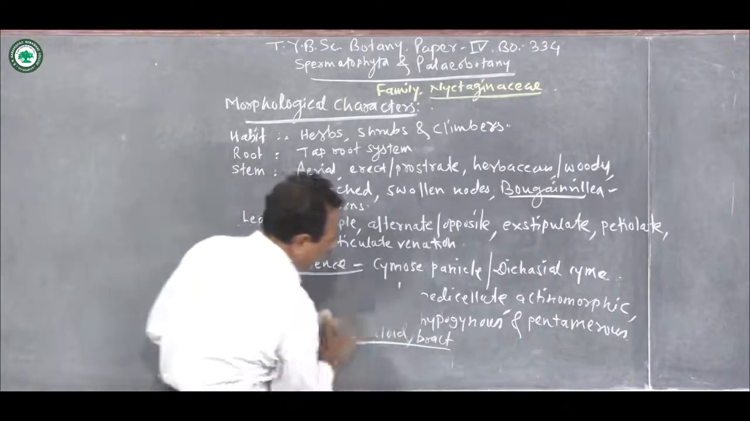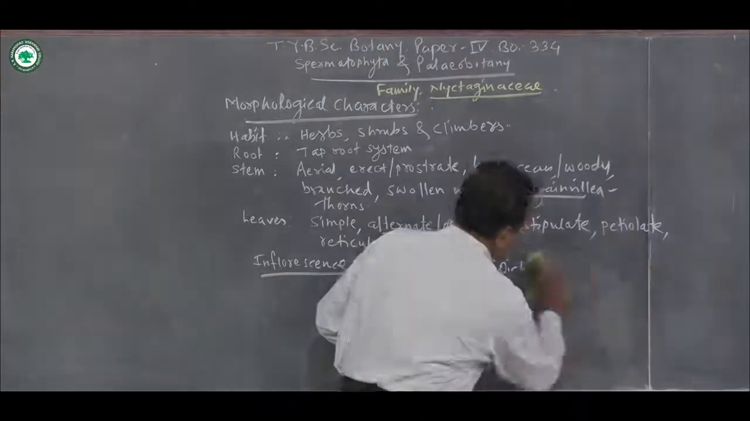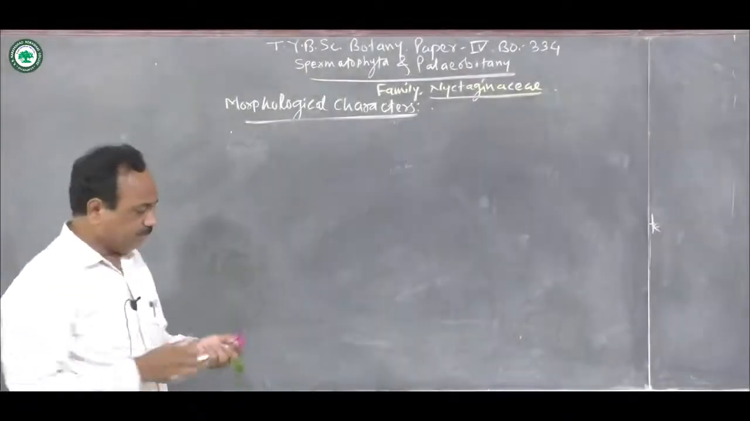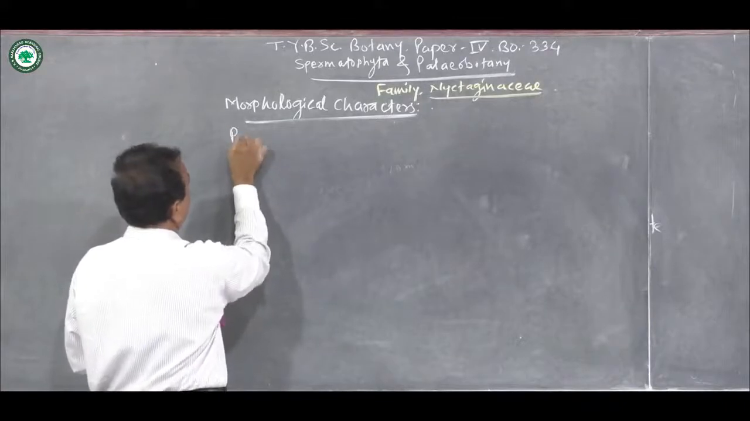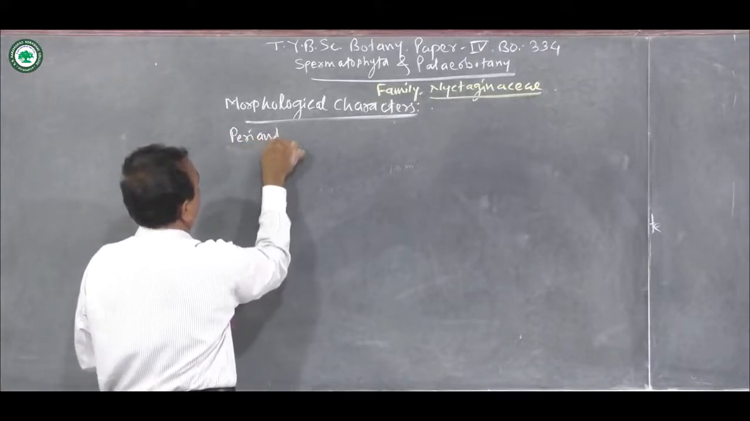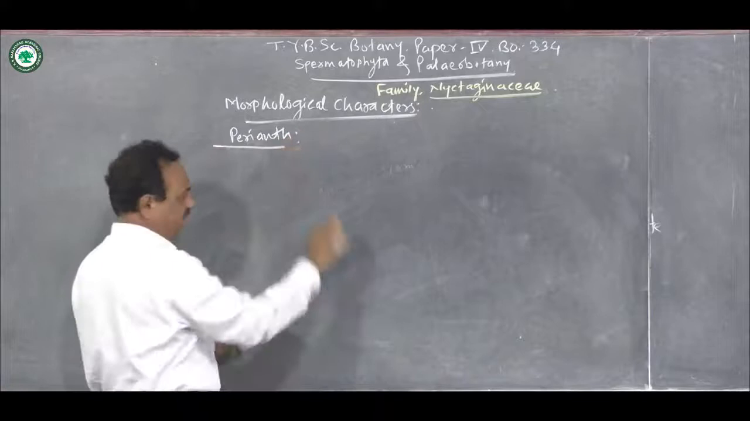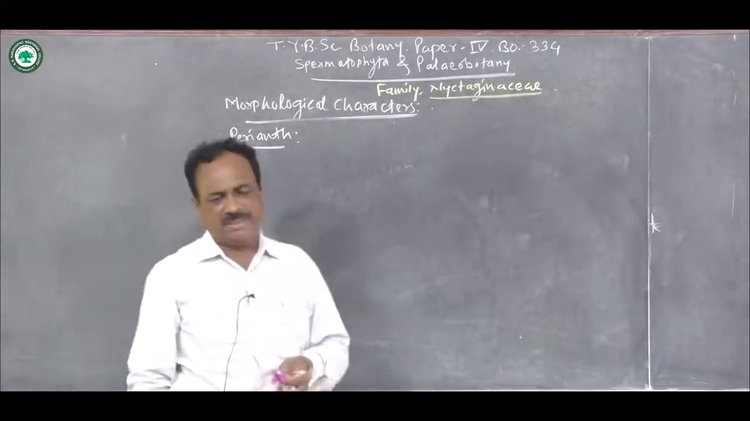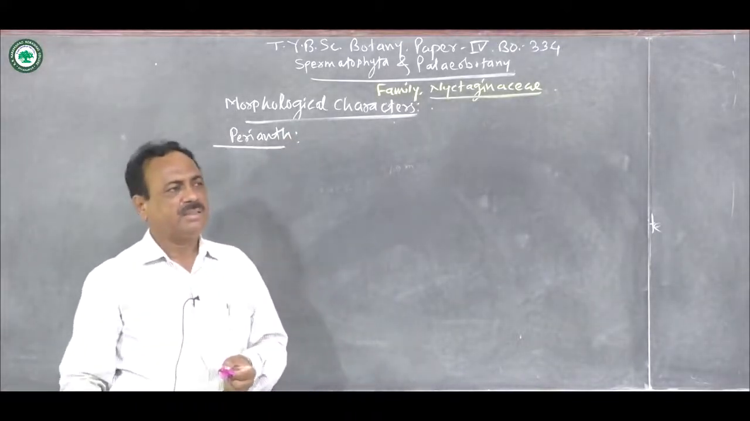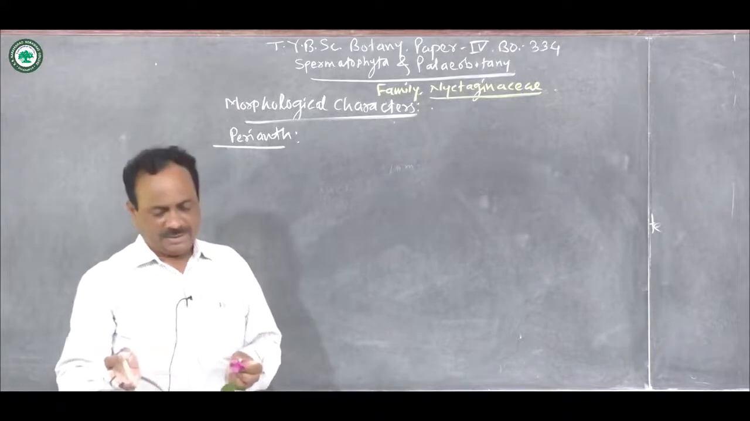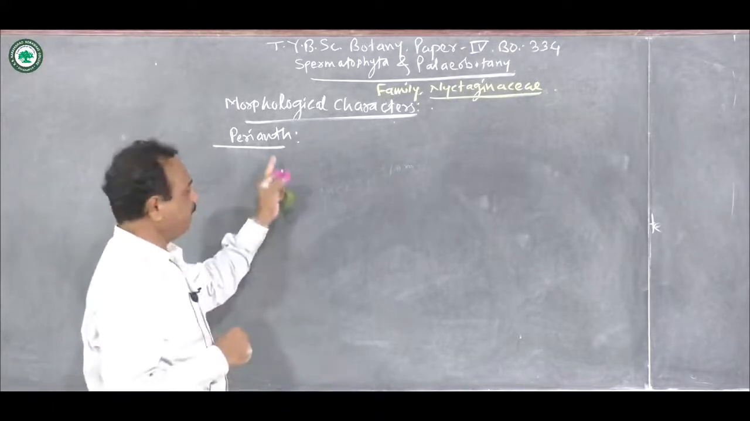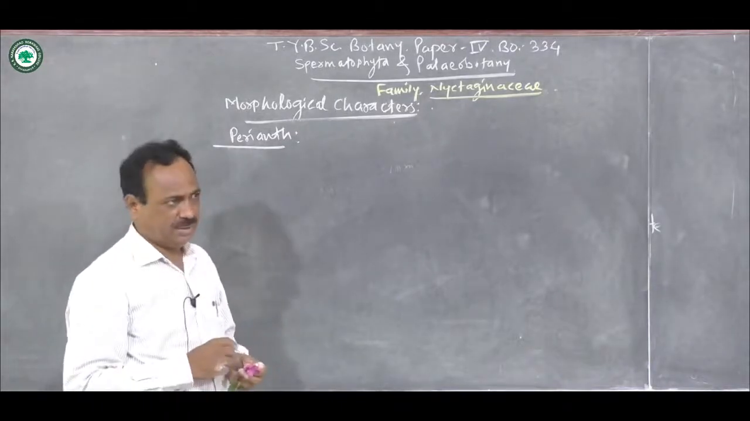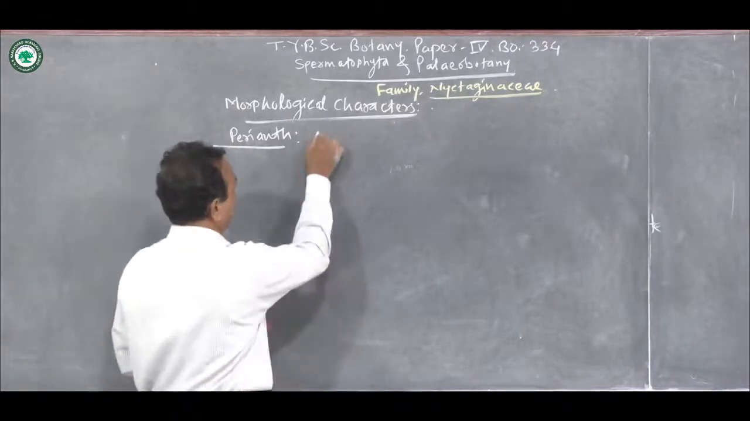Now let us see about its floral parts. If we see the perianth lobes, here calyx and corolla are not differentiated, and that's why here there is no calyx and corolla or sepals and petals, but it shows the presence of the perianth. And this perianth consists of 5 tepals.